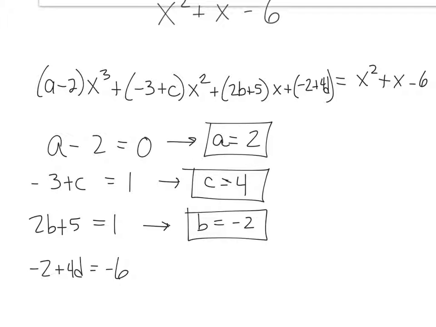Add the 2 to both sides, makes this a negative 4. Divide by 4 makes it negative 1. Okay? So, a little bit easier because you didn't need a matrix, right? But if you had several equations that you couldn't solve because there were multiple variables in each equation, just simply use a matrix to solve.